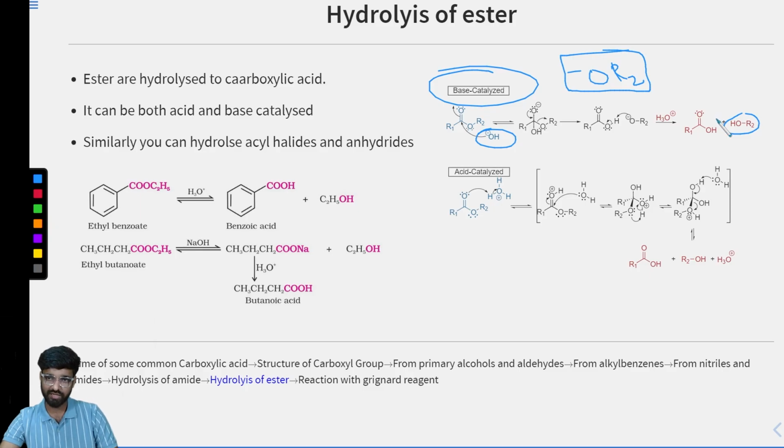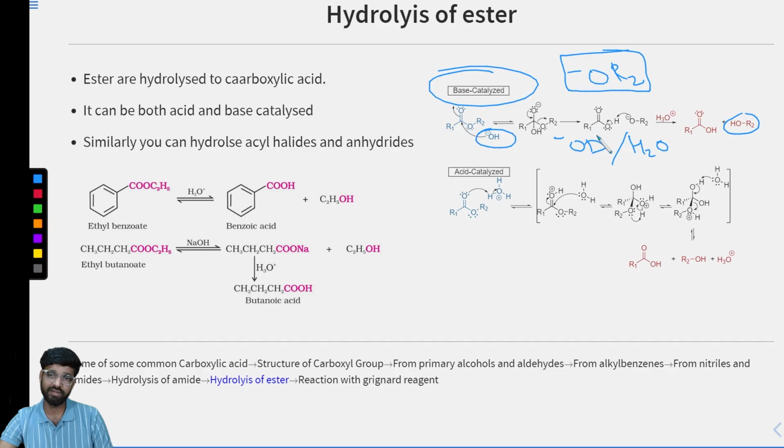Now you would say, why is it so? Why have we done this step? It is very important to mention this step, because now, students, tell me what will happen if we are using OD minus in place of OH minus and H2O? Now this OD minus will attack here, and it will be kicked out.